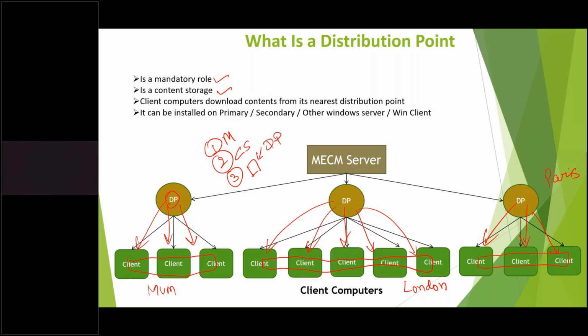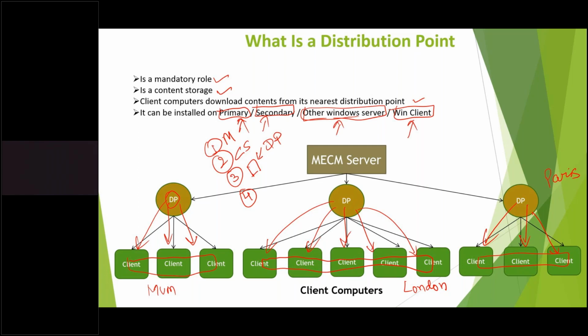And where can you install this role? You can install this role on primary, secondary, any other Windows server, and any other Windows client machine. So this role is a mandatory role. Every region will have a distribution point, every location. Mumbai will have its own distribution point. London will have its own distribution point. Chennai will have its own distribution point. Every region will have its own distribution point. You can install this role on the primary site, secondary site, any other Windows server, any other Windows client.